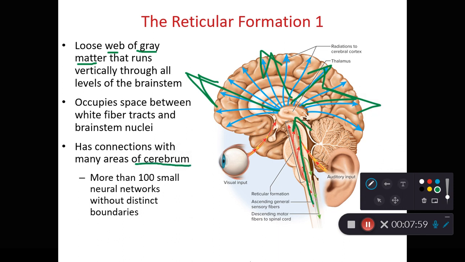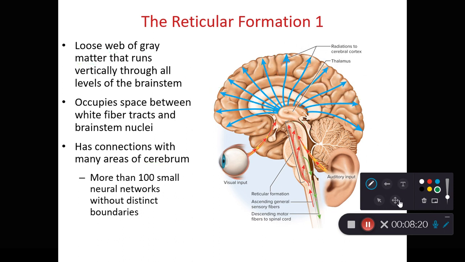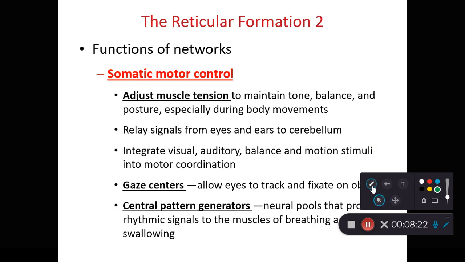And as we look at the reticular formation, there's more than 100 small neural networks that really don't have any distinct boundaries. When we think of the reticular formation, I want you to think of it as a way to mesh, connect, and synchronize many different parts of the brain: the brainstem, diencephalon, and cerebrum. They are all going to be linked together by this reticular formation.